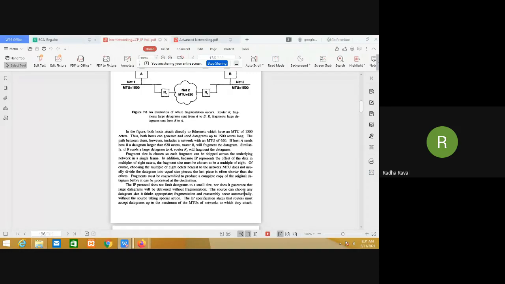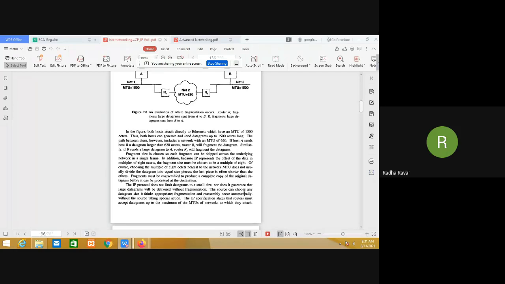So, of course, choosing a multiple of 8 octets nearest to the network MTU does not usually divide the datagram into equal size pieces. Okay, when you do this process, it's not necessary that all the pieces will be the same size. So what happens? Your last piece must be shorter than the previous ones.